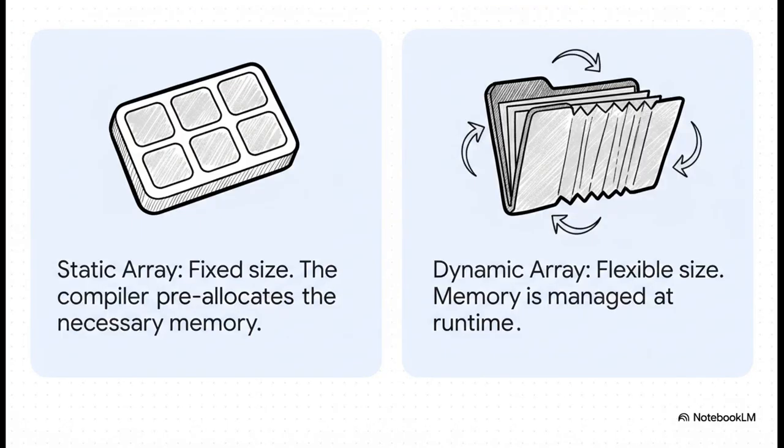And here's the core difference. It's all about flexibility. A static array is like a pillbox. It has a fixed number of compartments, and you decide that size right from the start. A dynamic array, on the other hand, is more like one of those expandable file folders. Its size isn't set in stone, which means it can grow or shrink whenever your program needs it to. And for trading, that flexibility is a massive advantage.